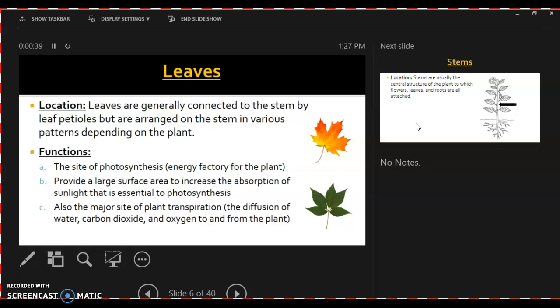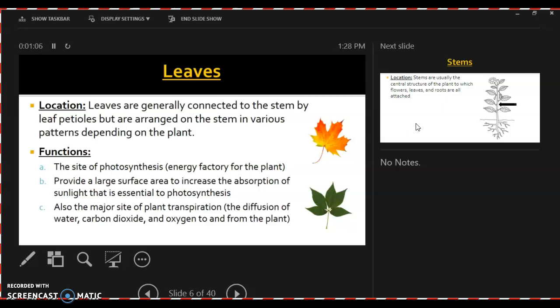Okay, so leaves, the location. Leaves are generally connected to the stem by the leaf petioles. That is the little thing that connects the leaf to the stem, called a leaf petiole, but they are arranged on the stem in various patterns depending on the plant. Hopefully we will get to go through the way that leaves are arranged on the plant. I hope I get to go through that.